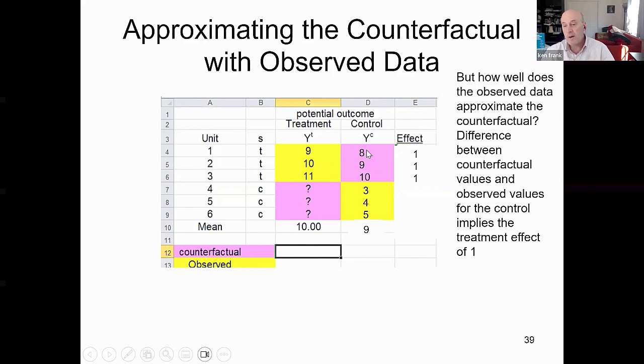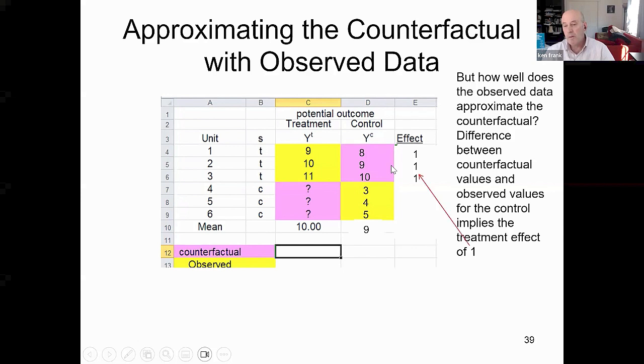So now if I could see these, which I never will, but just follow me with the thought experiment. If I could see these, it's clear that the actual treatment effect is 1, because for each of these people, they did 1 point better having gotten the treatment than they would have done otherwise. So the effect is 1, and that's a difference between 10 and the mean of 9 here. That would give me an effect of 1.